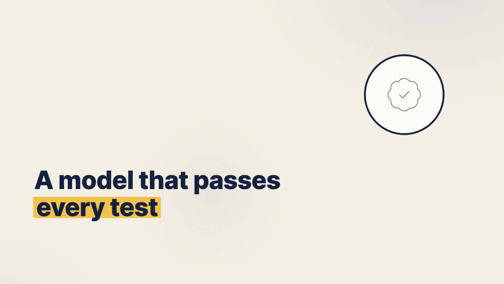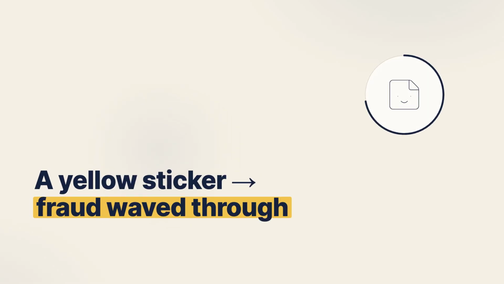Picture a model that passes every test you throw at it. It classifies, it answers, it scores green on the eval dashboard, and then one day, someone shows it an image with a small yellow sticker in the corner, and the fraud detector that's worked flawlessly for 6 months suddenly waves the transaction right through. Nothing was hacked at runtime, no firewall was bypassed.